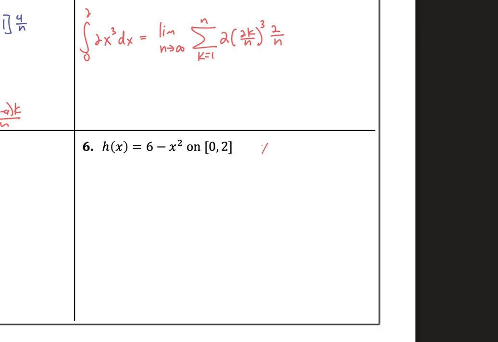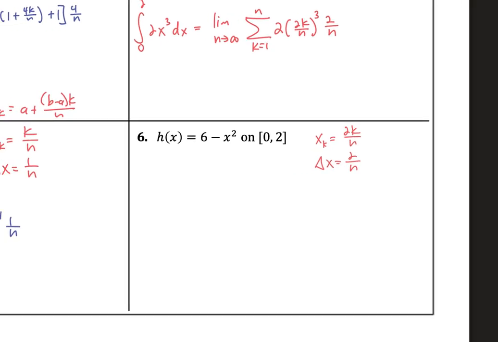Okay, last one. So a plus b minus a over n, that's just 2k over n, and our delta x is b minus a over n. Integral from 0 to 2.